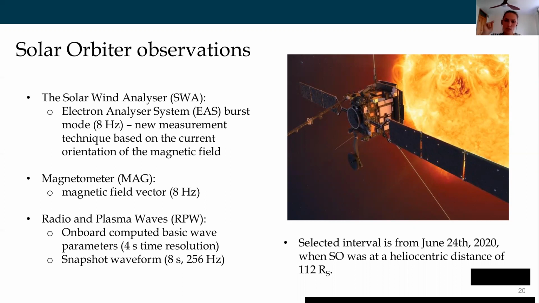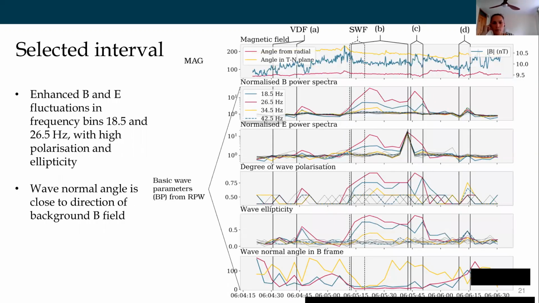And so let's have a look at what we see. So here I show the selected interval. It's about 2 minutes long. In the first panel, we can see the magnetic field. So in blue is the absolute value, and the two angles are in pink and yellow. And here you can see that the magnetic field is not varying a lot during this period. But now if we have a look at these basic wave parameters from RPW instruments, we see that things are happening on the smaller scales.